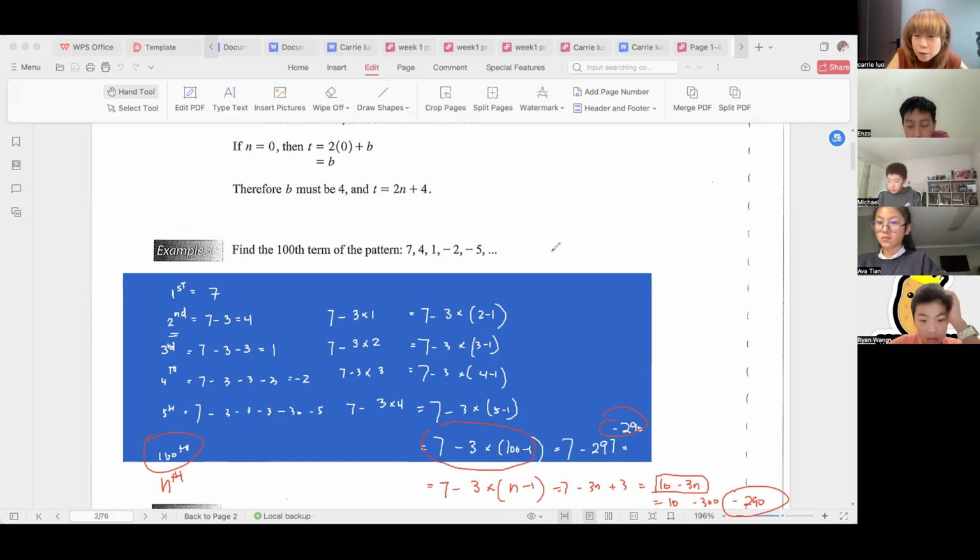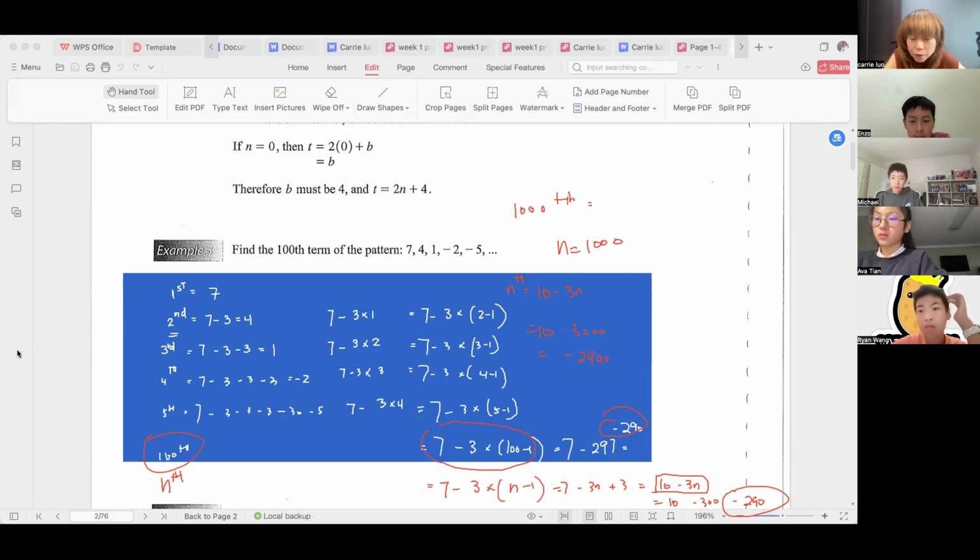Understand, Ava? So if you have this one, the nth term equals 10 minus 3n. All you need to do is plug in the n. So if I say n equals 1000, that means I want you to find the 1000th term. All you need to do is 10 minus 3000 equals negative 2990. Much quicker. Understand, Michael? Understand, Ansel? Understand, Ryan?